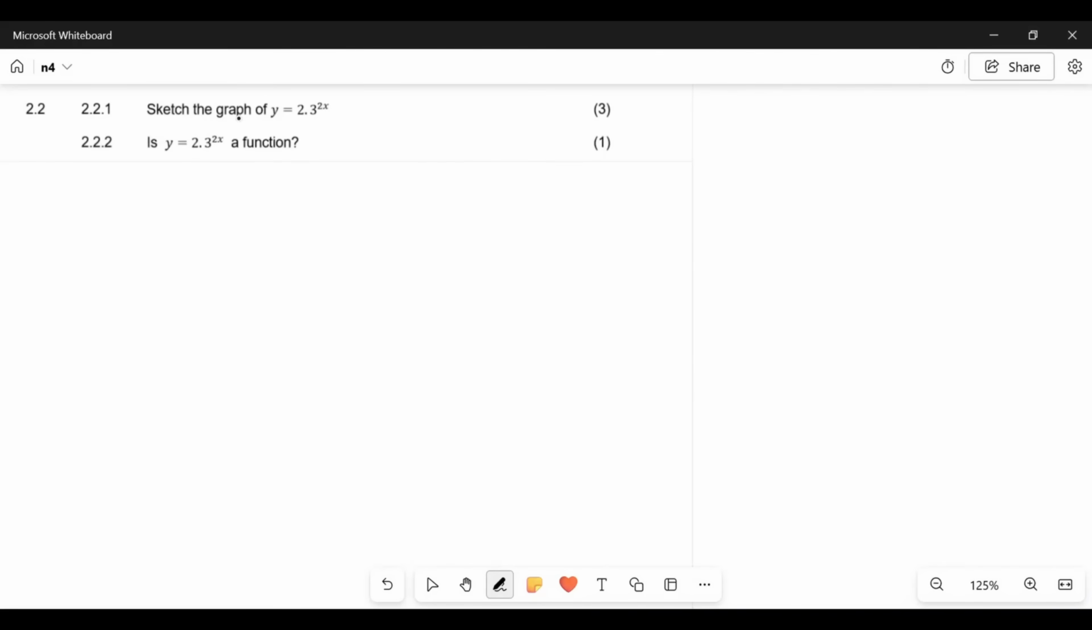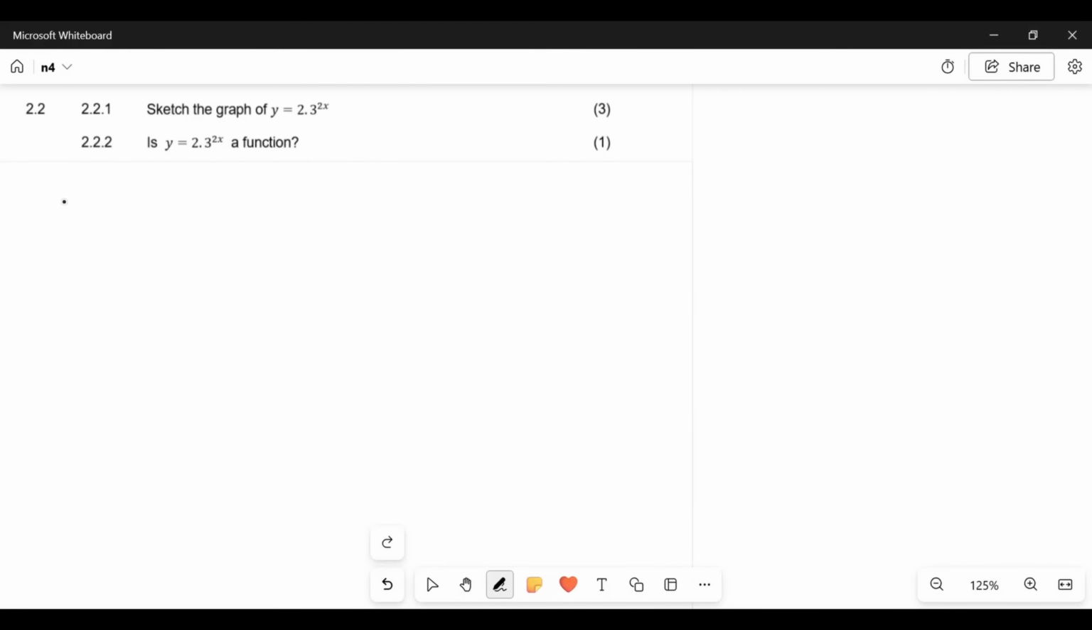So for 2.2.1, they want us to sketch the graph of y equals 2 multiplied by 3 to the power of 2x. This here, guys, is an exponential graph. How do you know? Because x is the exponent there, just in case you can't figure it out, right? So for the exponential graph, in order for you to draw it, I always recommend that you use a table, even though they do not mark the table, but it's easier that way.